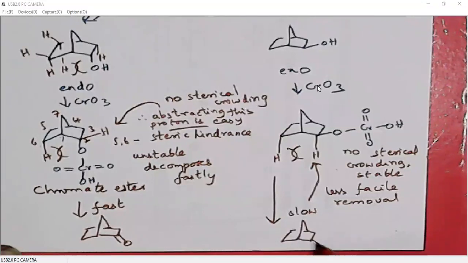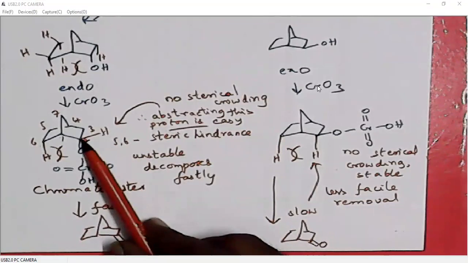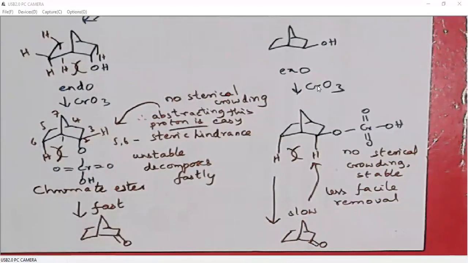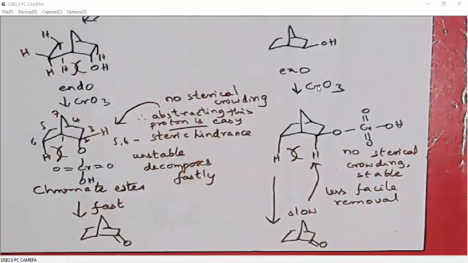So this is Norbornane. When you want to compare the reactivities of two different alcohols for oxidation, what we need to know is first the stability of the chromate ester, then the removal of the proton on the carbon where the alcohol is. If the chromate ester is unstable, it can easily decompose and undergo further reactions. If the proton is less sterically crowded, then the base can easily approach that proton and remove it. In the reverse case, it is slow.